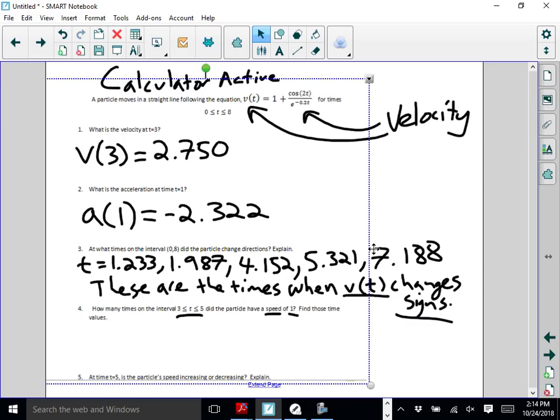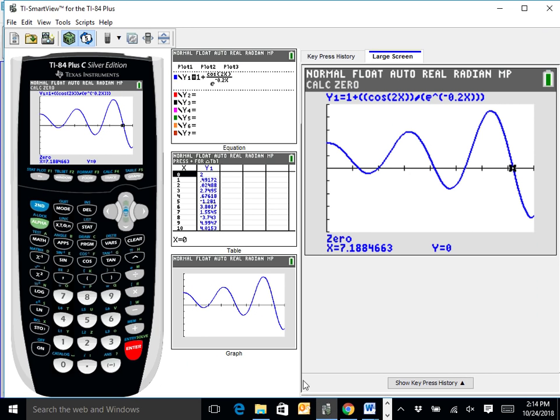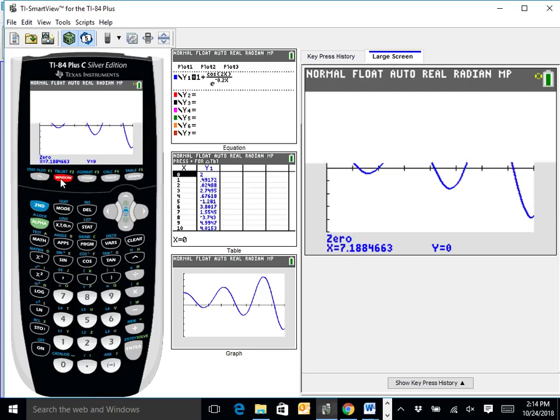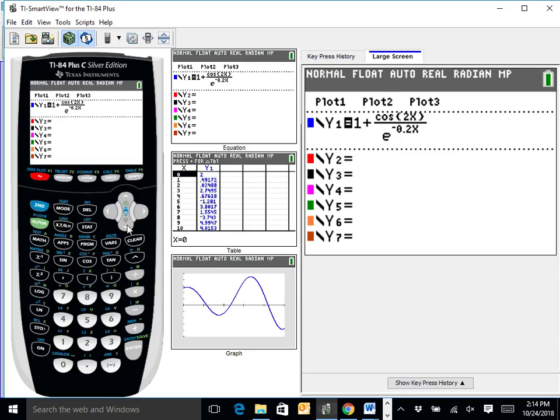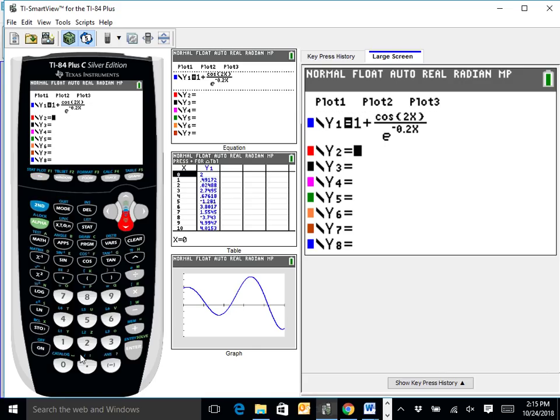But I also have to change my window. So here's what I'm going to do. I'm going to switch my window to be from 3 to 5 because that's what they asked for. I'm also going to go to my y equals, and please don't delete y1, keep that in there. We don't want to retype that whole thing. But in y2, I'm going to enter 1, and in y3, I'm going to enter negative 1. Now I'm going to graph.